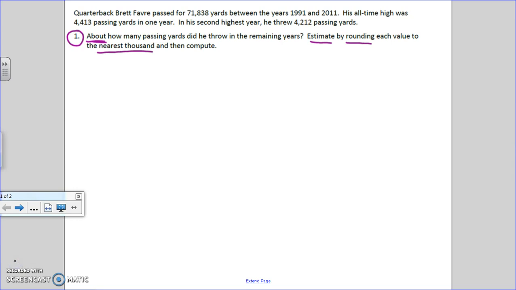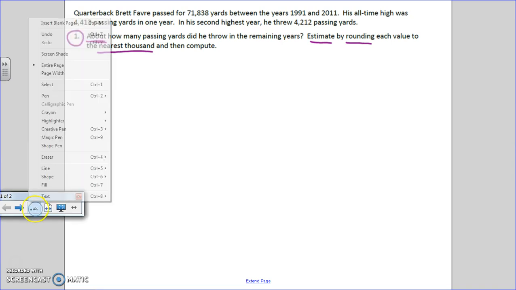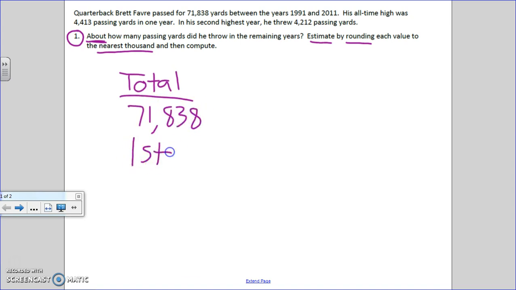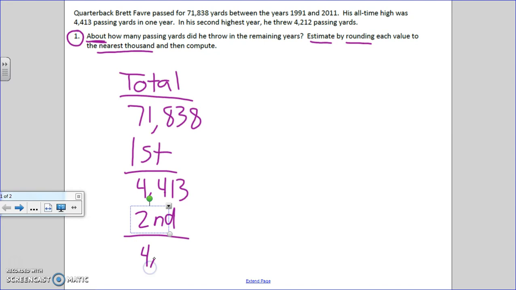So the first thing I'm going to do is write down all the information I already know. I know my total for his career. His total is 71,838. I know his first year, in 1 year his highest, which was 4,413, and his second highest, which was 4,212.